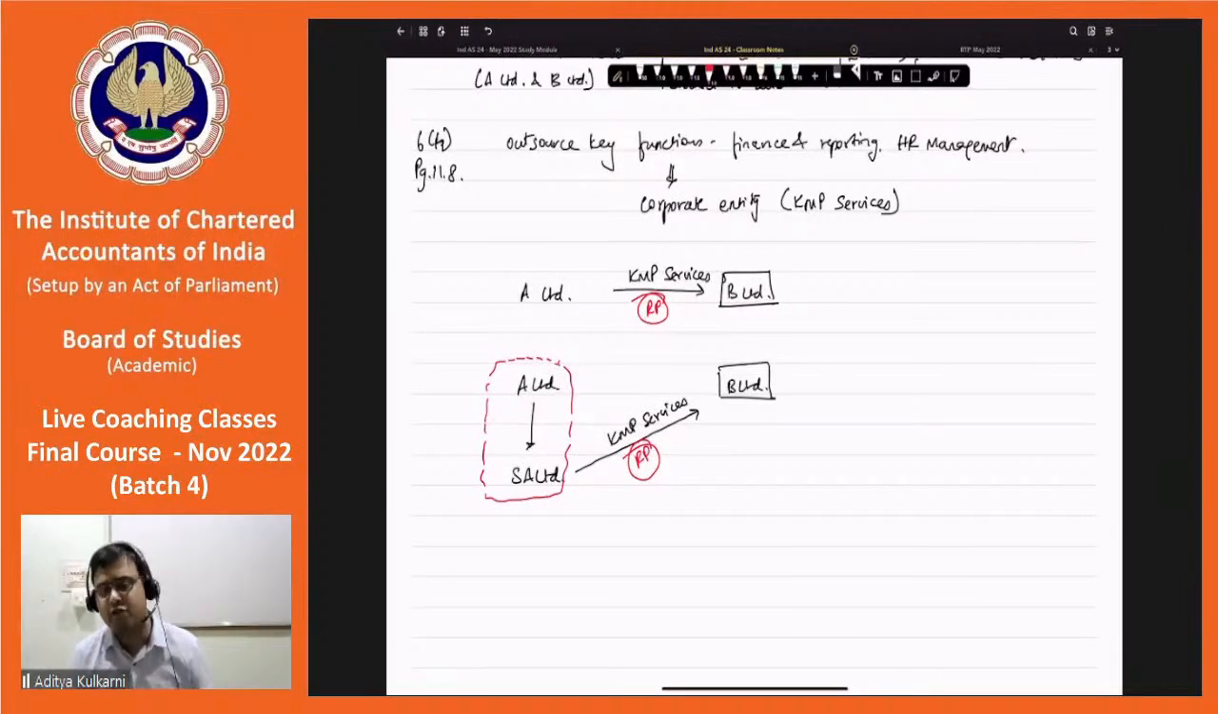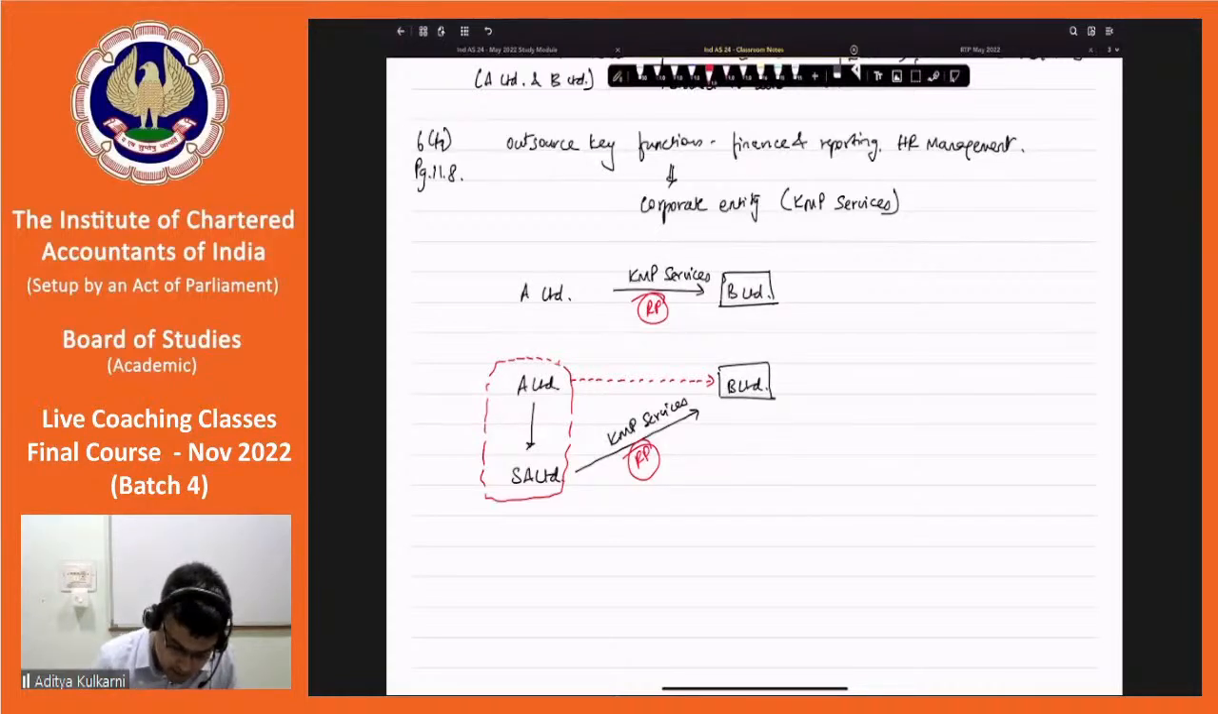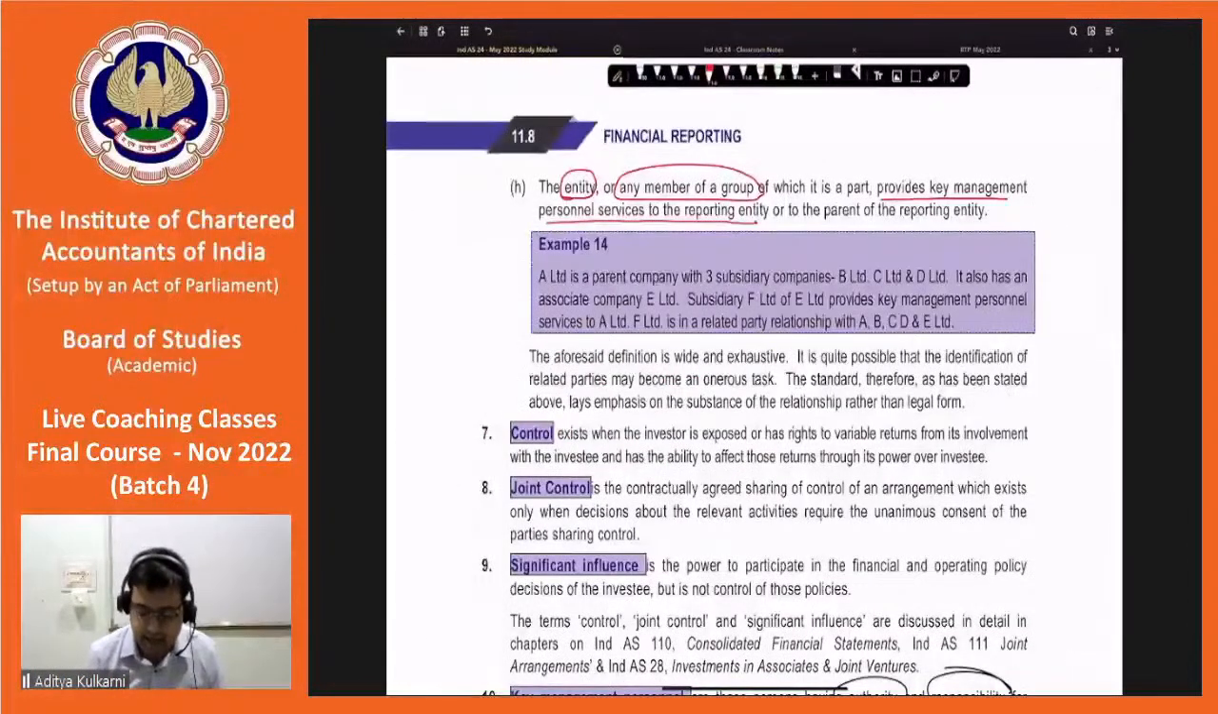So a member of the group is providing KMP services, and therefore will A Limited be related to B Limited? Answer is yes. Related party, because KMP service is provided by any member of the group. It's not only the entity. The entity or any member of the group provides KMP services, then that entity is definitely going to be related to the reporting entity along with the entity that provides the services.